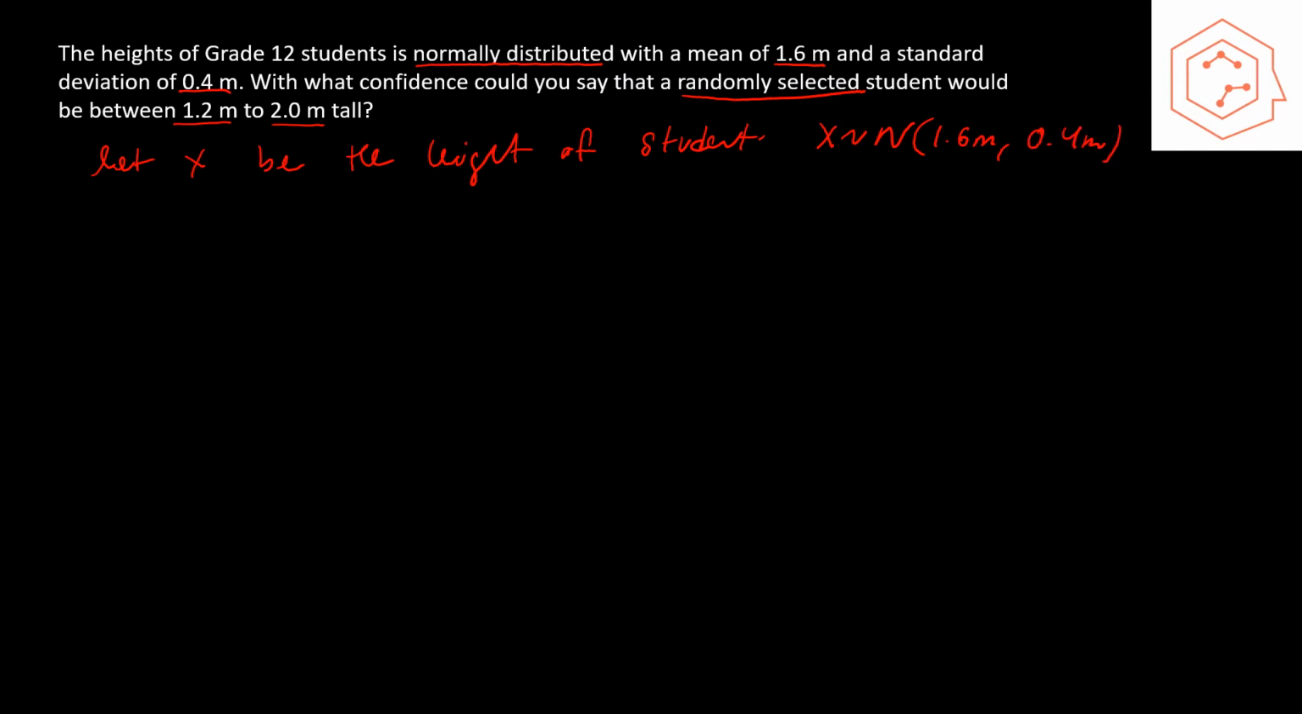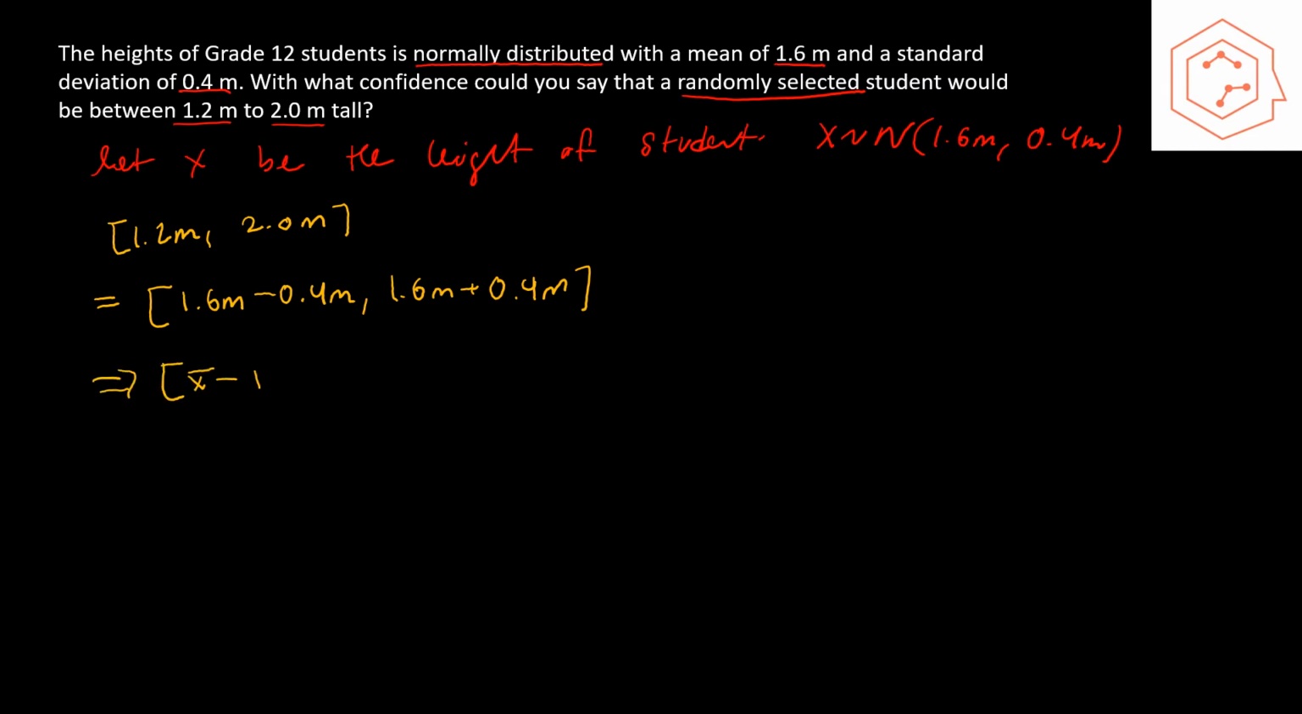What we'll notice is that our interval of 1.2 meters all the way to 2 meters is the same thing as our mean of 1.6 meters minus our standard deviation up to our mean plus our standard deviation of 0.4 meters. So essentially this is the first interval we saw where we had x bar minus sigma and x bar plus sigma, or x bar plus or minus sigma. And if you recall, this interval contained around 68% of all data points.